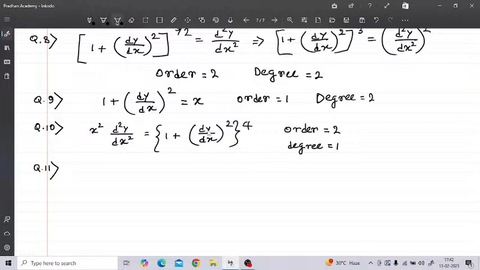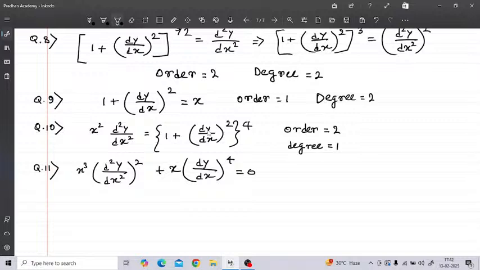Now question number 11, that is x cube (d2y/dx2) whole square plus x. That's quite an easy one. What is the order? 2, and degree is also 2.